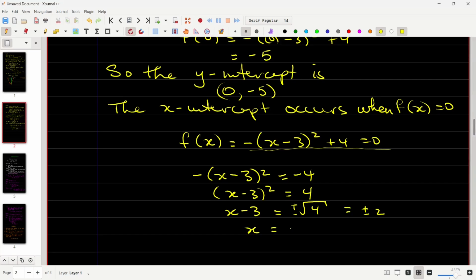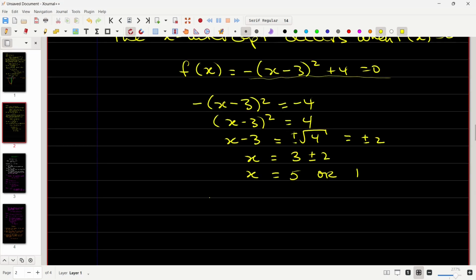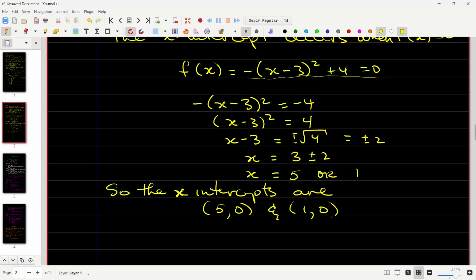And then x would be equal to 3 plus or minus 2, which means that x could be equal to 3 plus 2, which is 5, or x can be equal to 3 minus 2, which is 1. So the x-intercepts are 5, 0, and 1, 0. So let's draw the curve now.